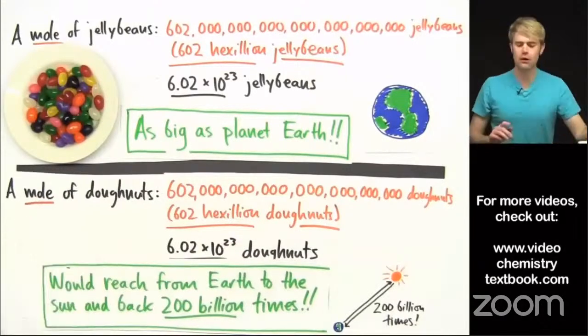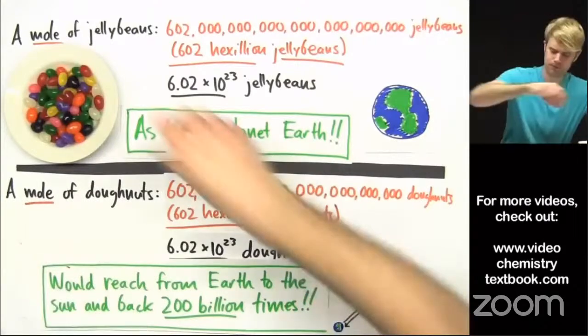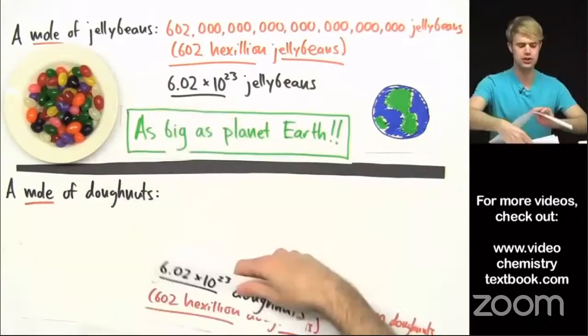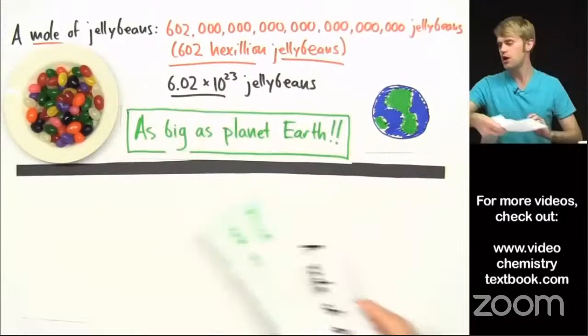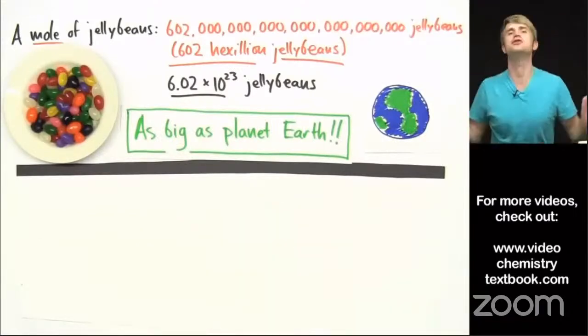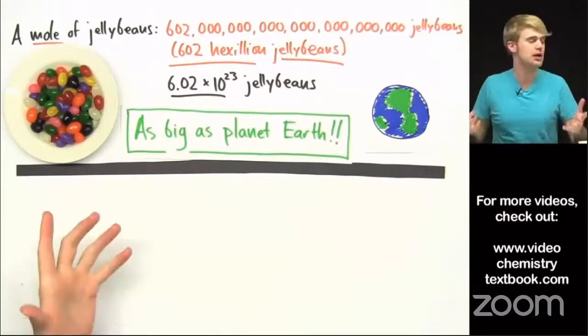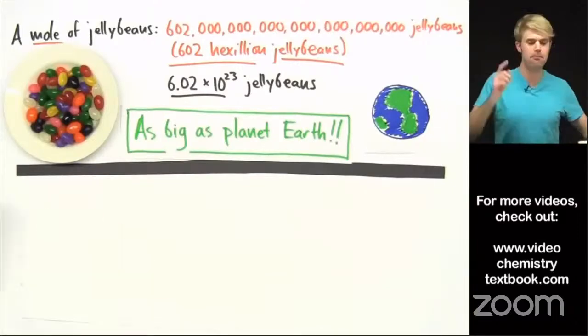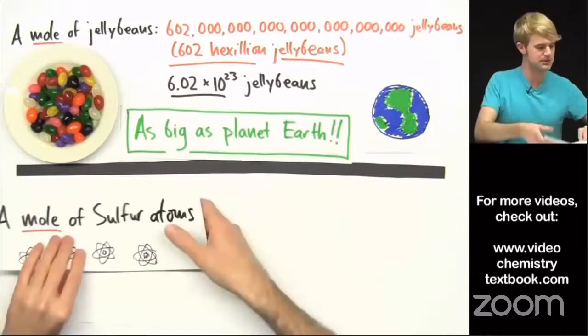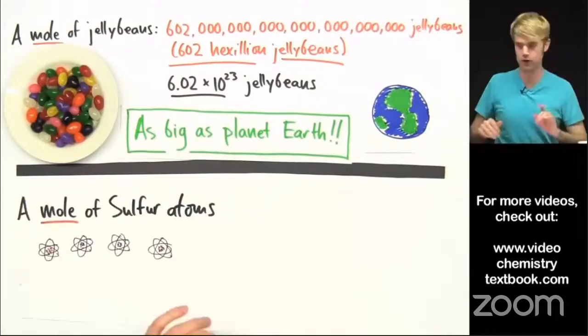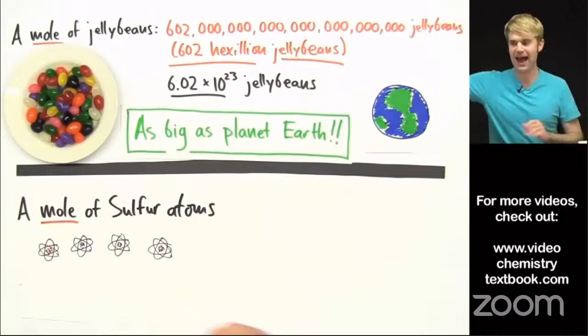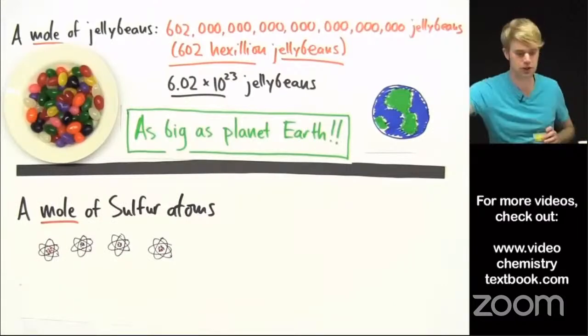But now here's the thing, this is really interesting. We're talking here about jelly beans and donuts, but a lot of times in chemistry, we're talking about things that are much smaller. We're talking about atoms. Now, a mole of jelly beans would be as big as the planet Earth, but a mole of atoms is much smaller.